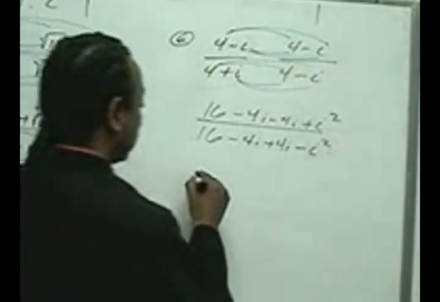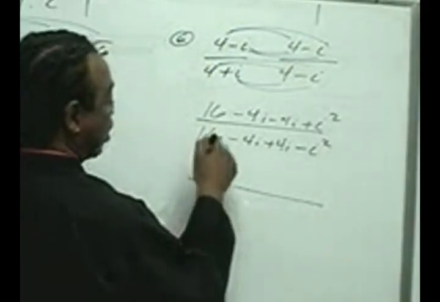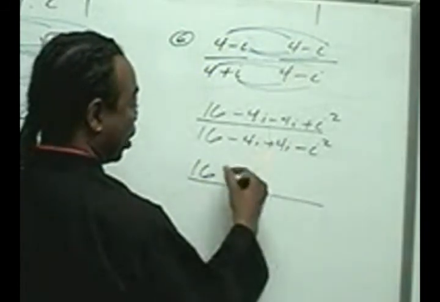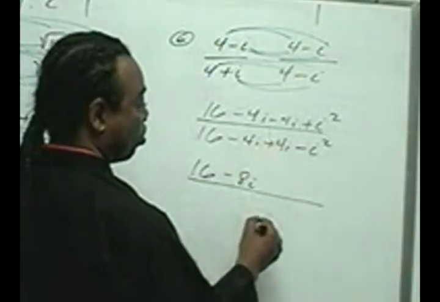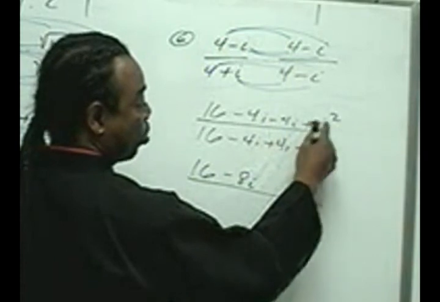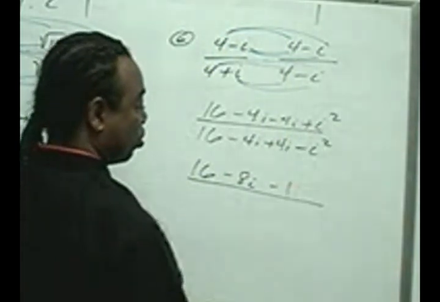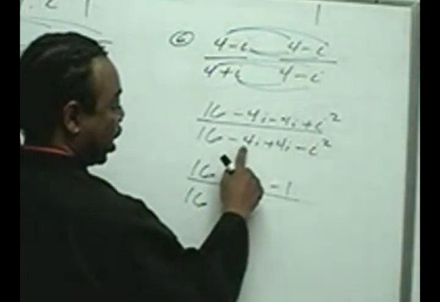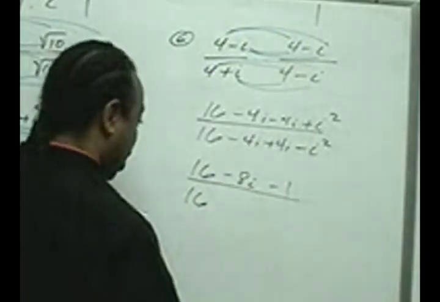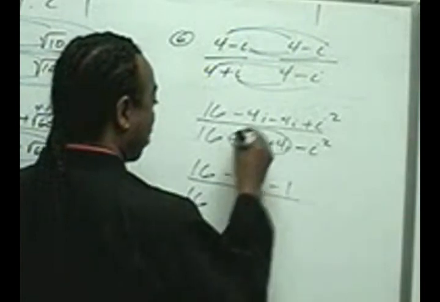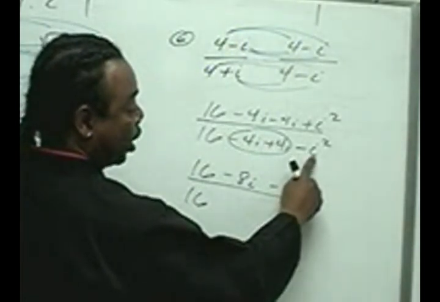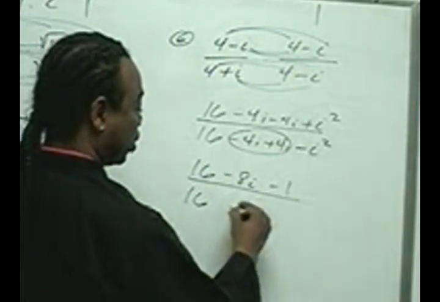Now we'll begin to simplify this. The 16 does not simplify, but the negative 4i and the negative 4i combine to become negative 8i. The i squared here becomes a negative 1. In the denominator, 16 does not simplify. The negative 4i and the positive 4i combine and cancel. The i squared becomes a negative 1 with the negative, which becomes positive 1.